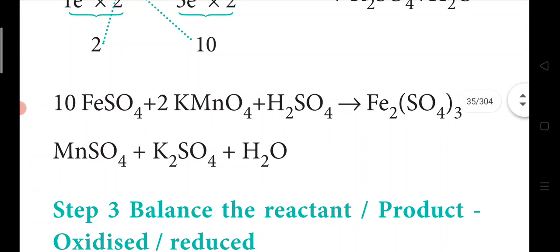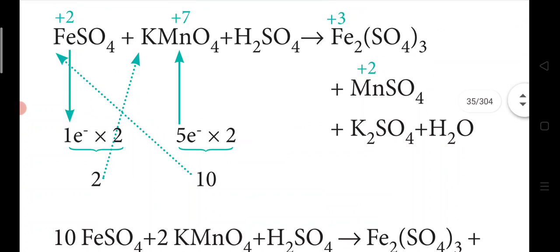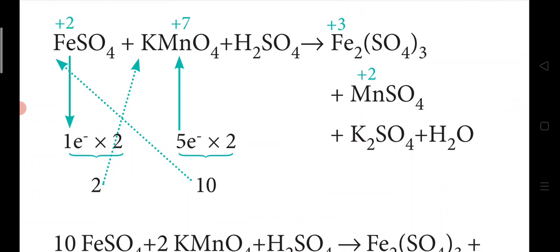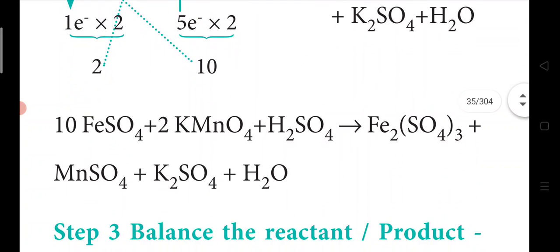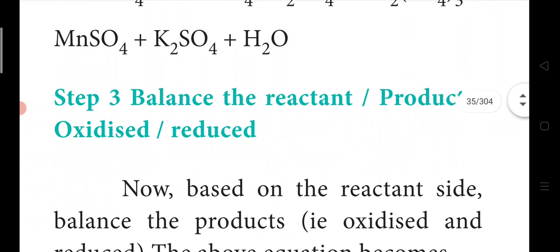So having that, you have to check whether all the numbers you have put correctly. So now before FeSO4, whatever number you got for KMnO4, you should have entered it. Here, see, they have put an arrow mark. So the number of electrons lost or gained must be multiplied by the coefficient and then it should be cross multiplied and taken. And after that we have to balance the reactant and product.